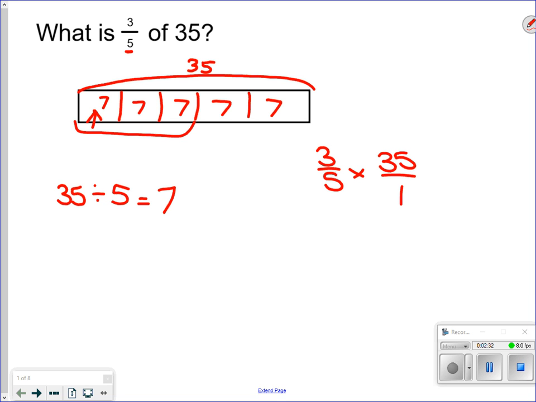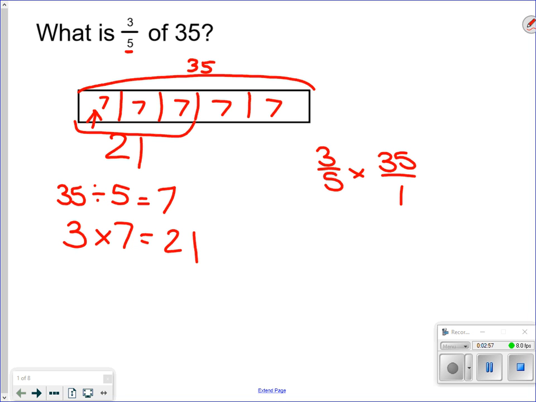So with each one being the same, this one being 7, I'm not asking what's 1/5, I'm asking what's 3/5. So now I need to do 3 times what? 7. So it's 21. So 3/5 of 35 is 21.